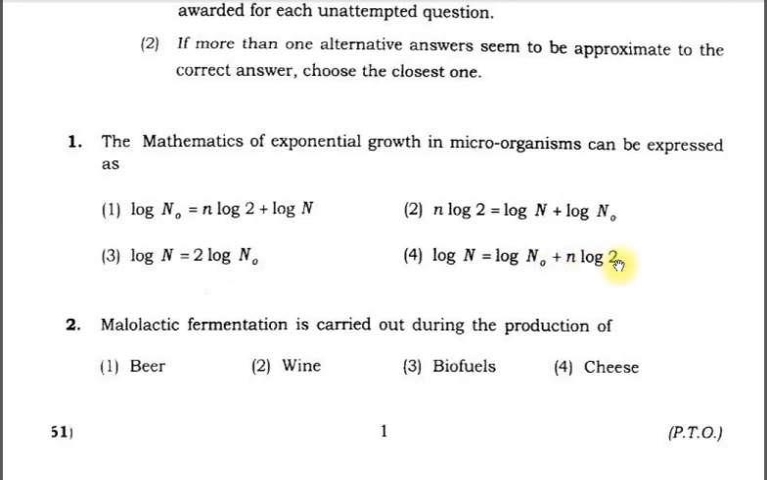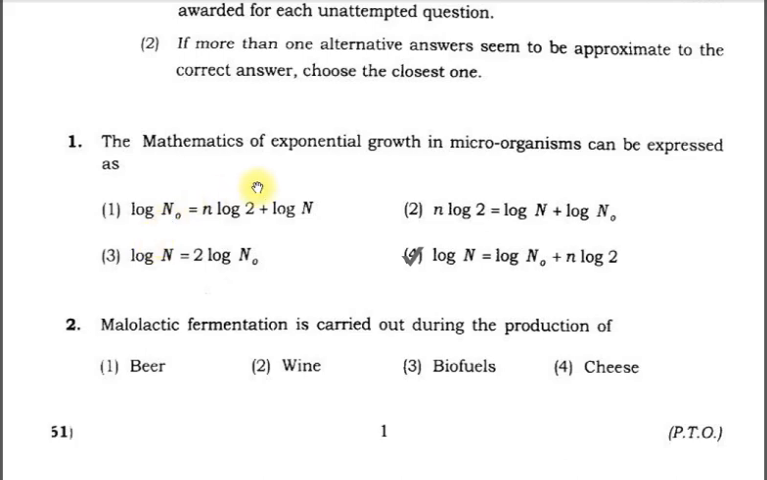So there are 4 options, and out of this you have to choose the correct option. The correct option is option number 4. Now let's see what are N0 and N. N0 is the initial number of bacterial cells present in a population, while N is the final number of bacterial cells. Small n is the number of generations which this population undergoes to produce the final number of cells in the time period t.